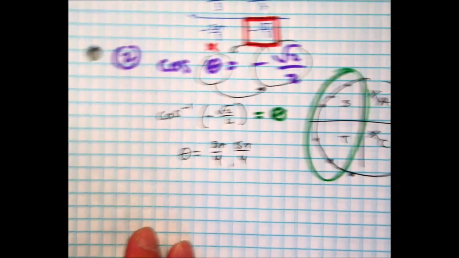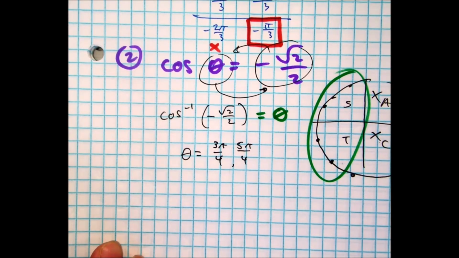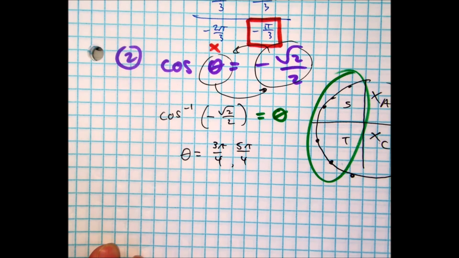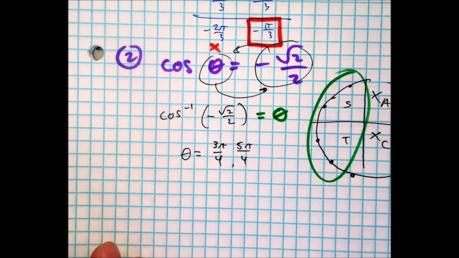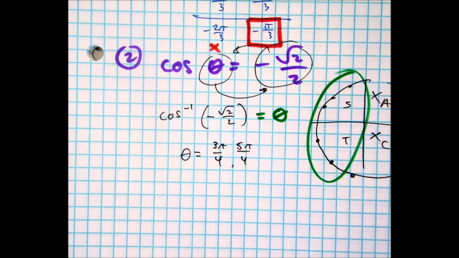Partner A, tell partner B, what is the restricted domain for cosine? And the other person discuss, are you going to accept or reject and why? 1 minute. Ready, set, go.